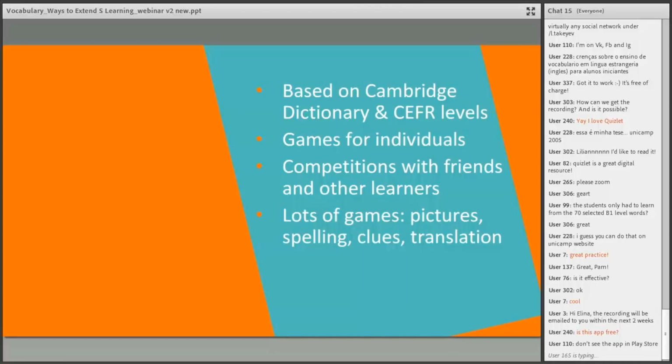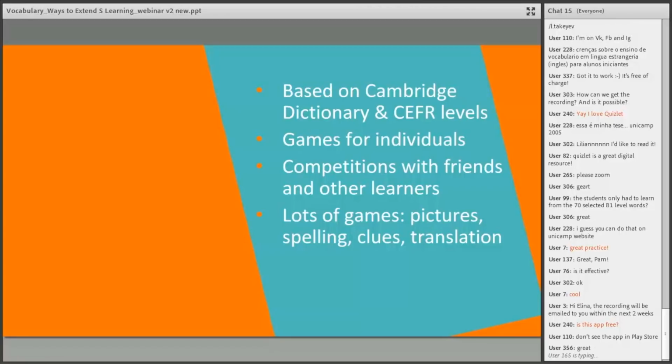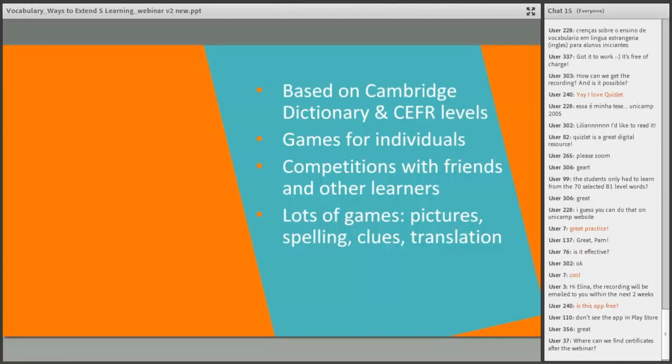It provides games for individuals, but there are also competitions that they can play with each other in class, or they can actually do it with people who they don't know on the other side of the world, maybe even in New Zealand.